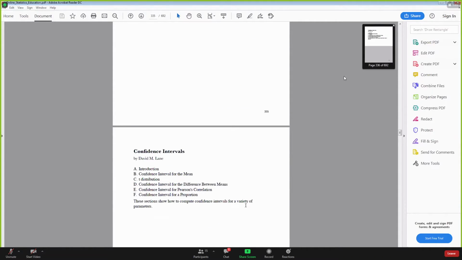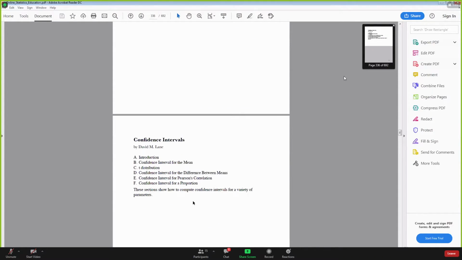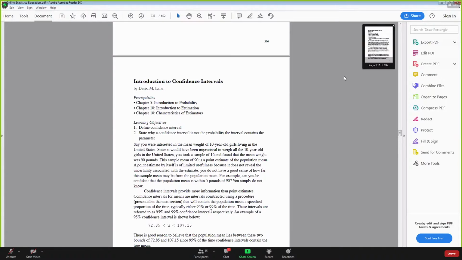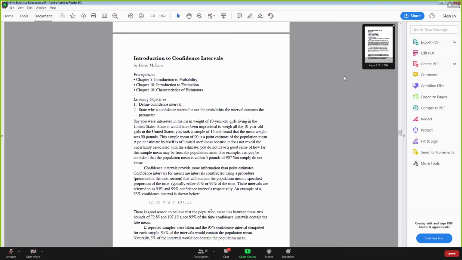Now we come to the confidence interval. You remember we talked a little bit at the beginning about that, about confidence and margin of error. Earlier today we talked a little bit about that, and now we're going to consider this in more detail.